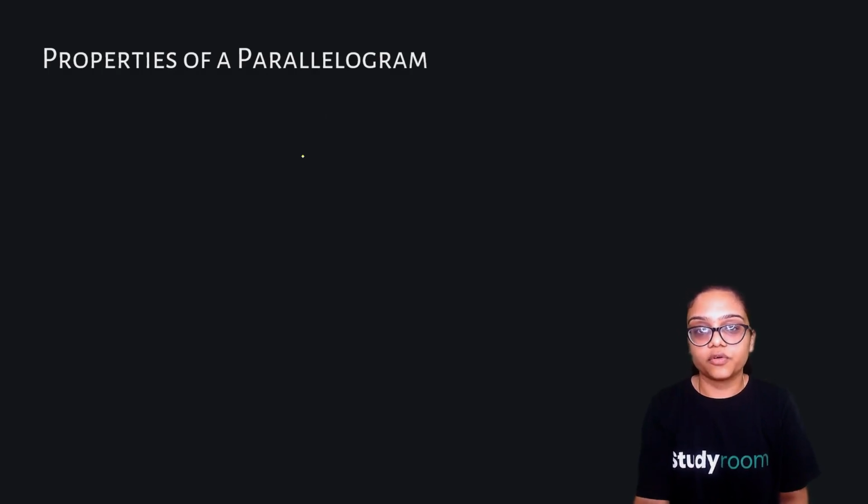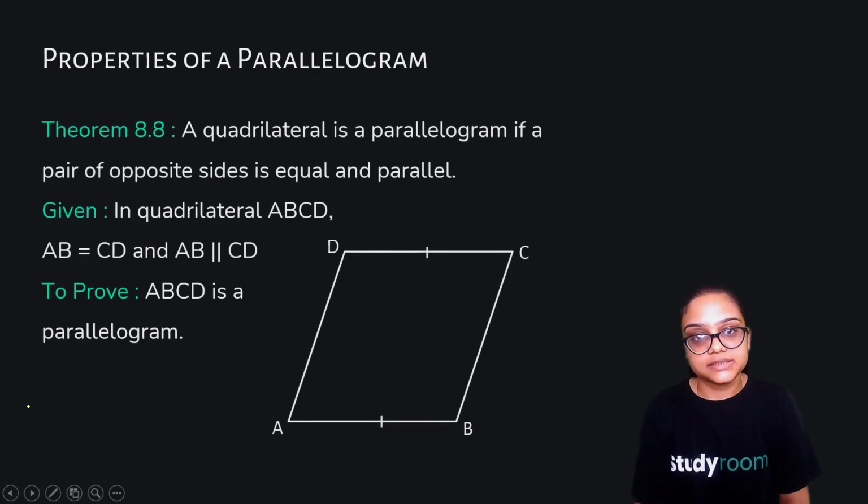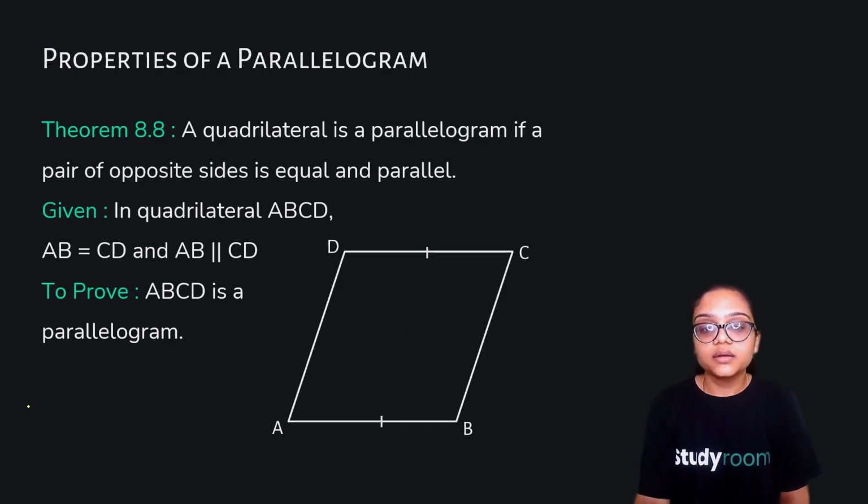Now we'll go forward with the properties of a parallelogram. So what does the parallelogram state? A quadrilateral is a parallelogram if a pair of opposite sides is equal and parallel. Correct? So they are parallelograms.